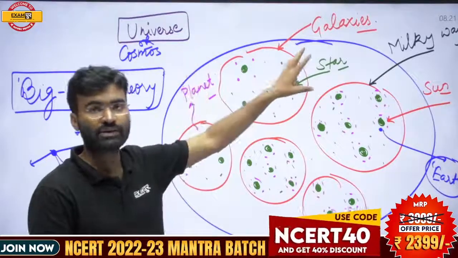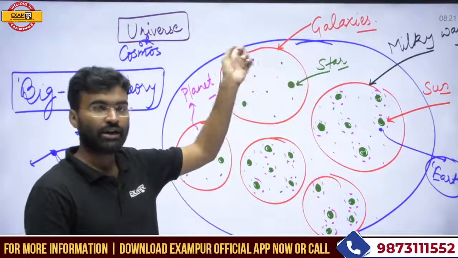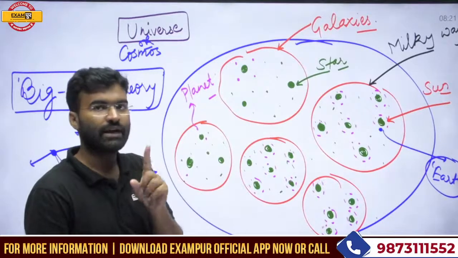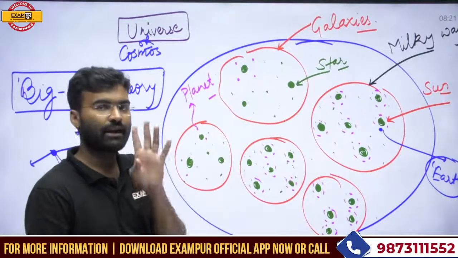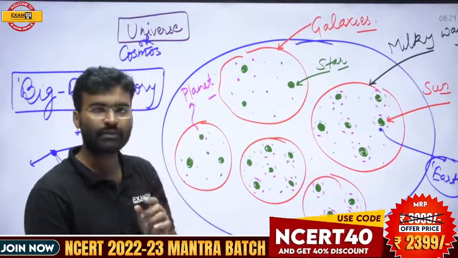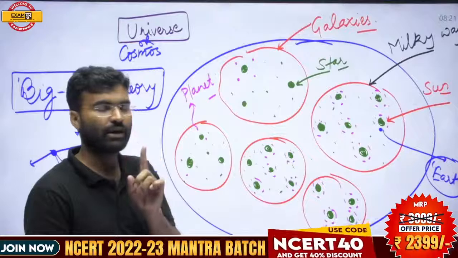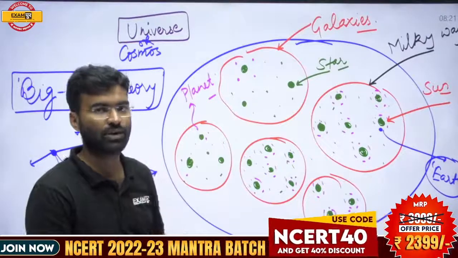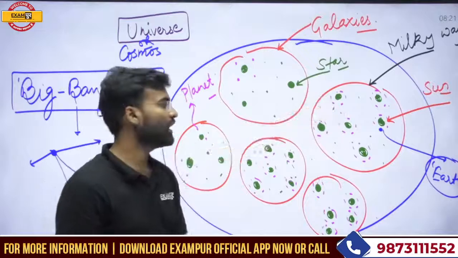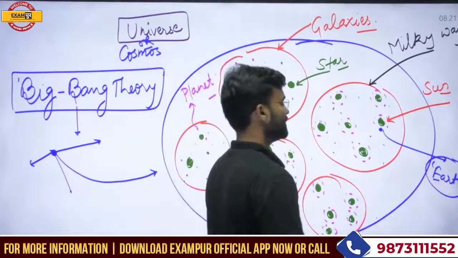There are millions of stars, and among those millions of stars, there is one star that has 8 planets, all revolving around that star. Among these planets, one planet is called the Earth, on which we are living. So Earth is our planet.